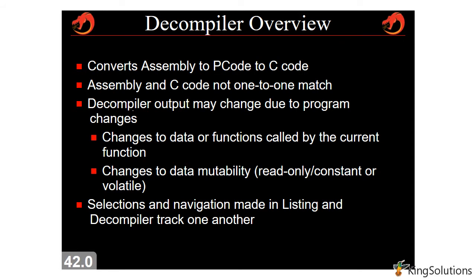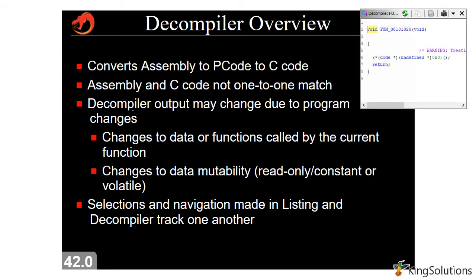Decompiler Overview. Converts assembly to P code to C code. Assembly and C code are not a one-to-one match. Decompiler output may change due to program changes. Changes to data or functions called by the current function. Changes to data mutability, read-only and constant or volatile. Selections and navigation made in listing and decompiler track one another.